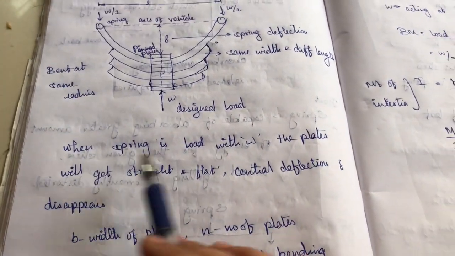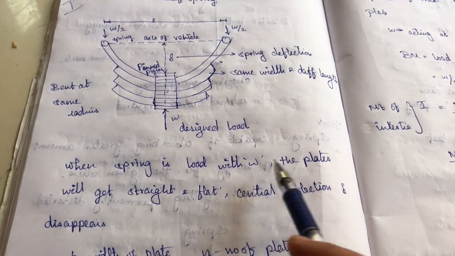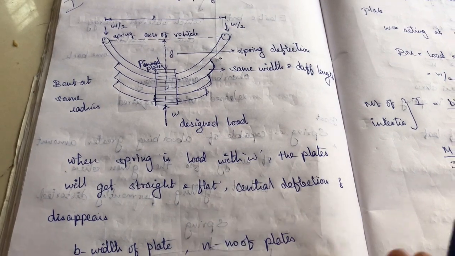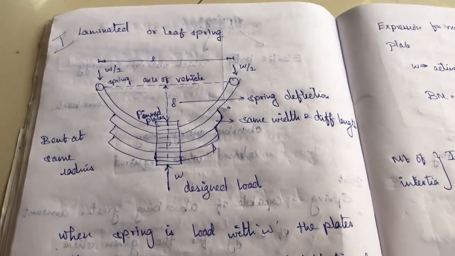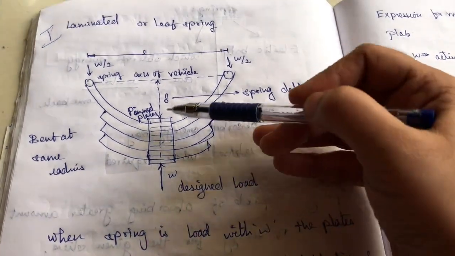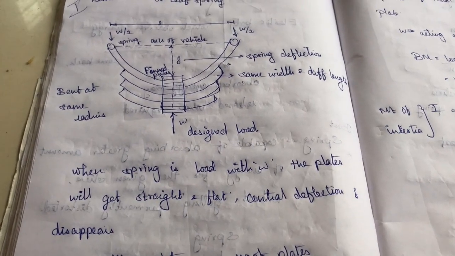So that's the thing I have said here. The spring is loaded with W. The plates will get straight and flat and the central deflection will disappear. If you apply the load, the spring also will get no deflection. It will come back to its normal position.